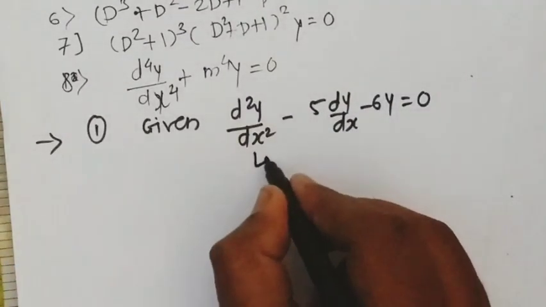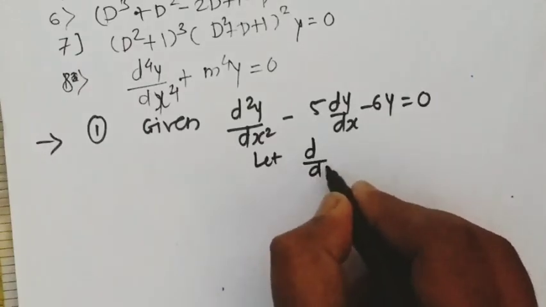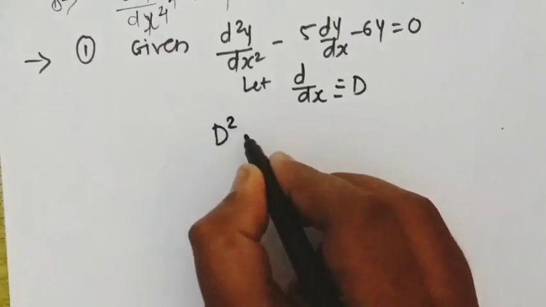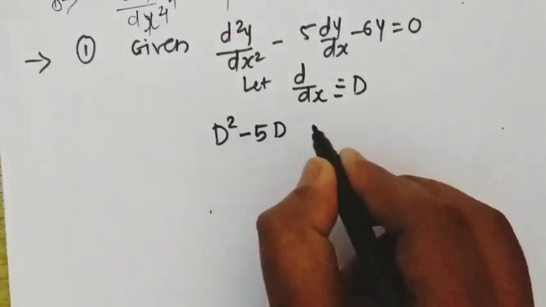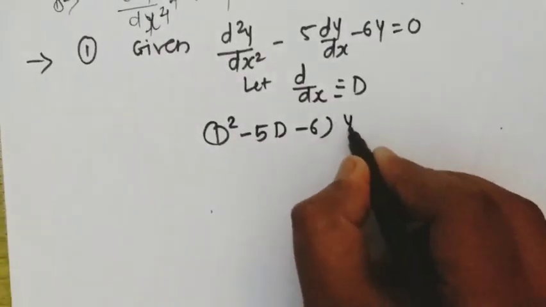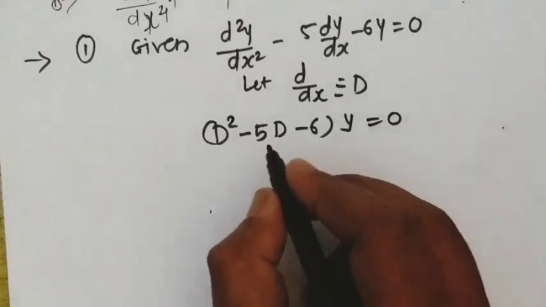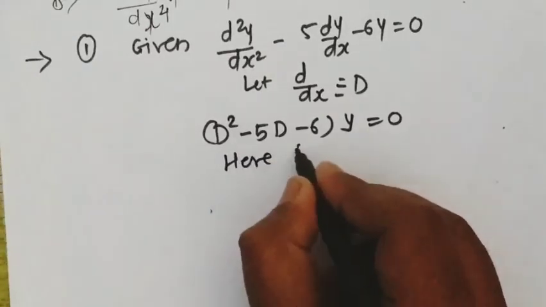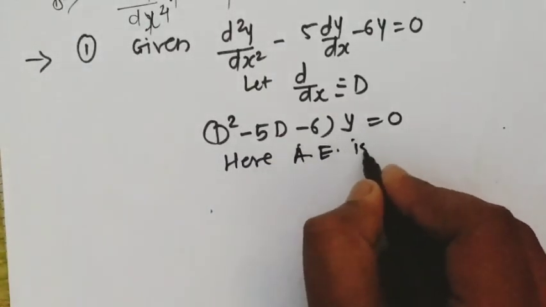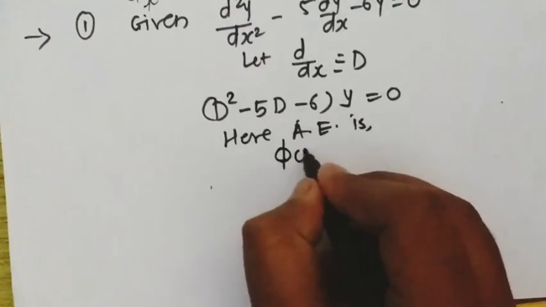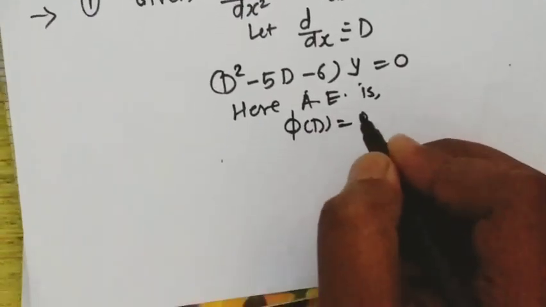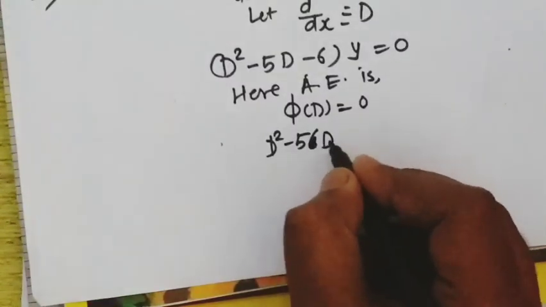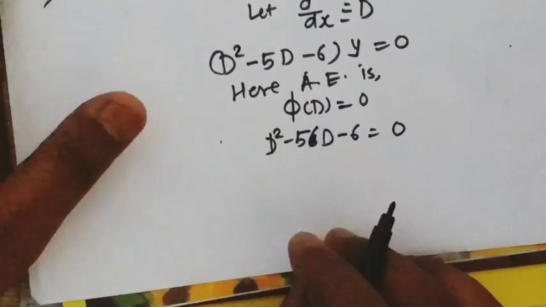First I will replace d by dx by capital D. So I will get the differential equation of this type: (D square minus 5D minus 6) y equal to 0. This is of the type phi of D y equal to 0. Here the auxiliary equation is phi of D equal to 0, and phi of D is D square minus 5D minus 6 equal to 0, which is a second degree polynomial.